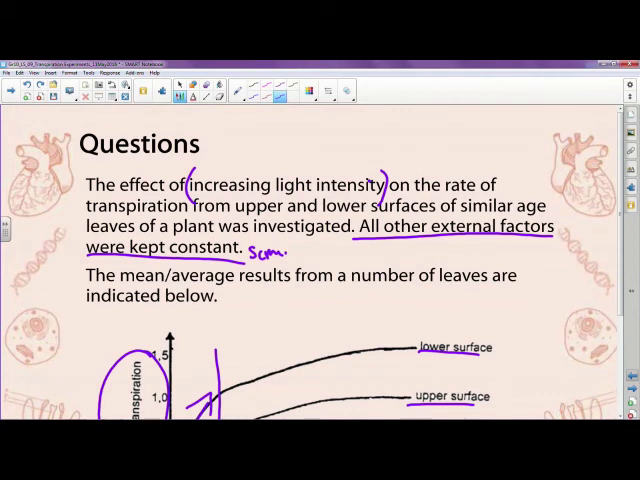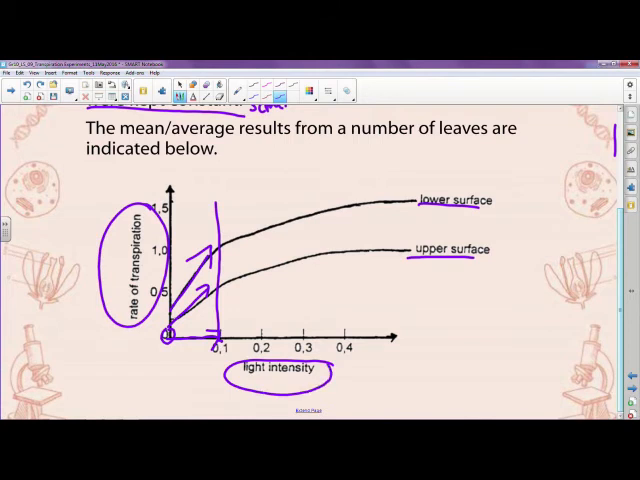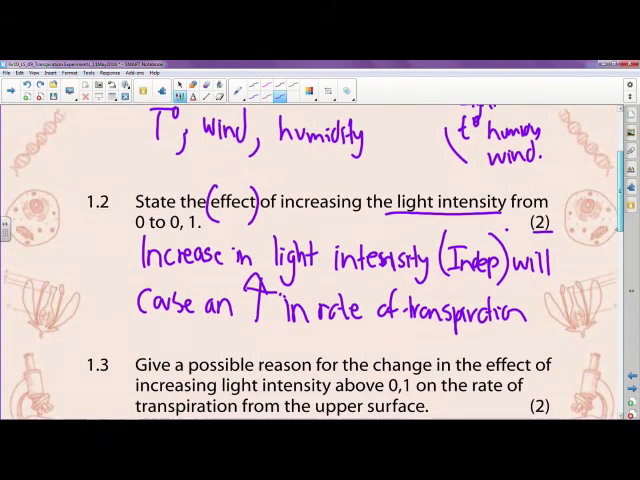Remember now, when we look at our graph, what are we looking at? Light intensity, that's what I chose, independent. The results are always on the y-axis, that's the dependent. When I increase the light intensity, look what happened to the rate of transpiration. It increased. So what's that telling me? The more light I have, the greater the rate, the quicker transpiration is going to occur. Okay, the next question.